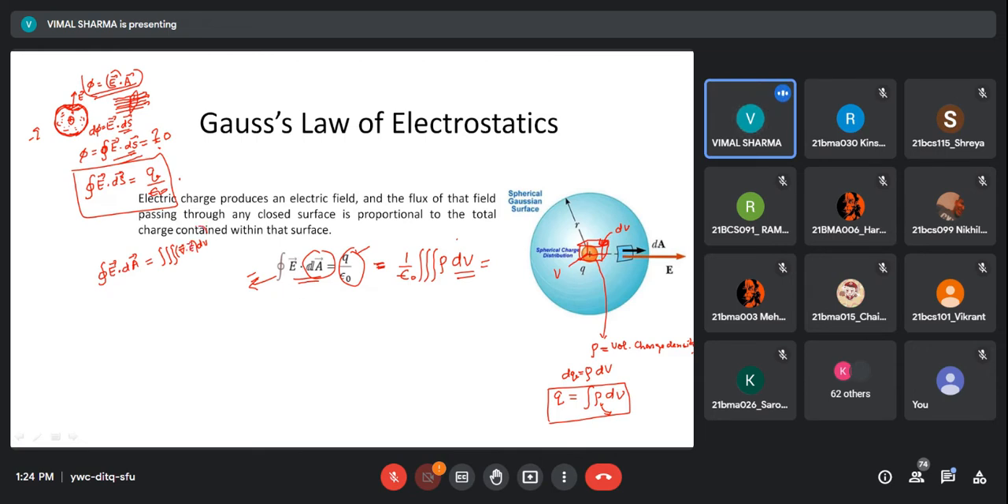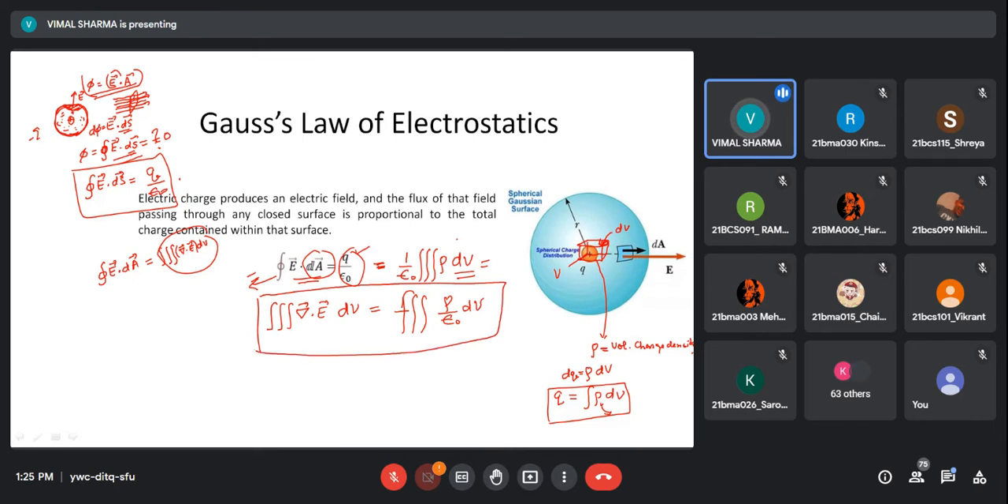So I can write here this, and this is equal to, so I have divergence of E, this is equal to the volume integral of rho divided by epsilon naught dV. So simply by writing, this is my Gauss law, I write it in the form of volume integral. This charge is not a point charge. It is distributed over volume V. Then I can write that this total charge Q can be written in terms of volume charge density as this.